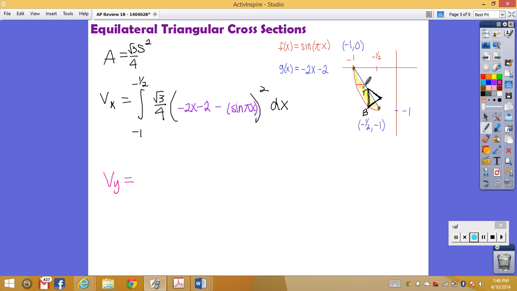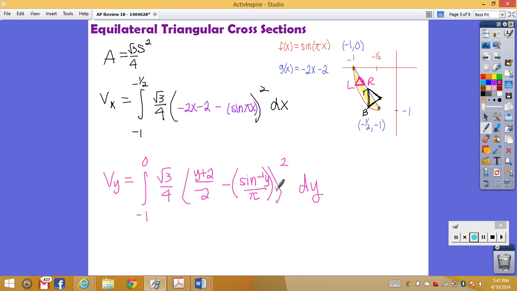y-axis, that would be this way. So this time I'll draw my triangle going up this way. And that would be right, and that would be left. But my y values go from a lowest y of -1 to a highest y of 0, √3/4 side squared dy. And my right side function was the line, which I believe, going back, was y plus 2 over -2 minus my sine inverse of y all over pi.